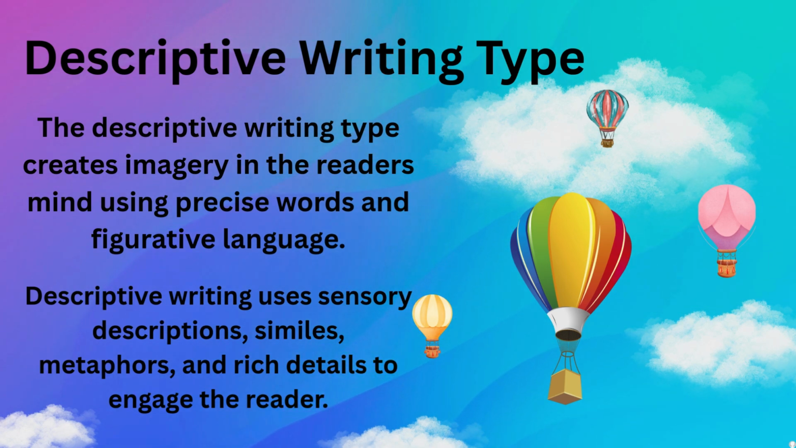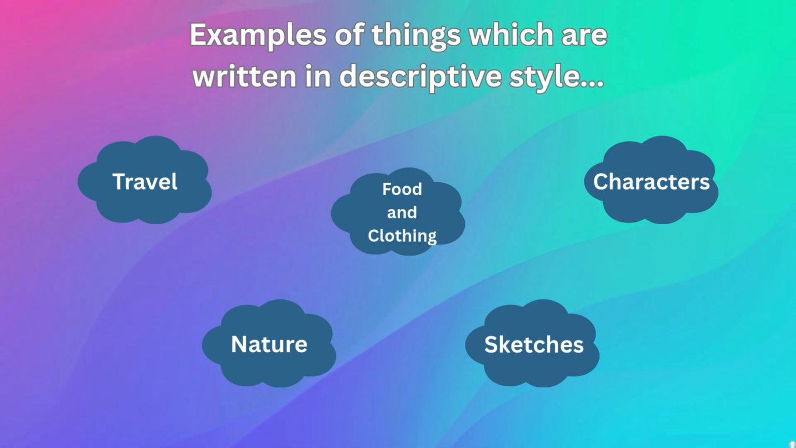Descriptive writing type. The descriptive writing type creates imagery in the reader's mind using precise words and figurative language. Descriptive writing uses sensory descriptions, similes, metaphors, and rich details to engage the reader. Examples of things which are written in descriptive style are travel, nature, food, clothing, sketches, and characters.